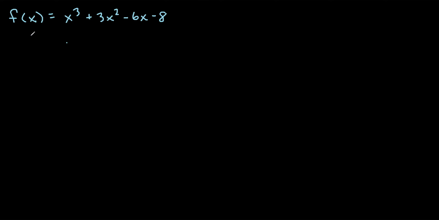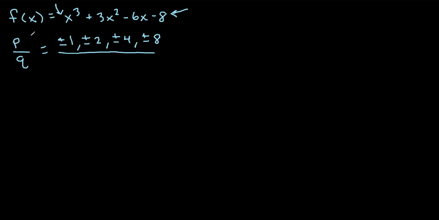And that says we can write p over q. The p is whatever value this is for the constant, so that's -8, and the q is the value of the leading coefficient. What we do is we find all of the factors of p first. So what are the factors of -8? Well, that would be plus or minus 1, plus or minus 2, plus or minus 4, and plus or minus 8. Those are all the factors of -8. And then we find the factors of q, this leading coefficient right here. Well, that's just plus or minus 1.